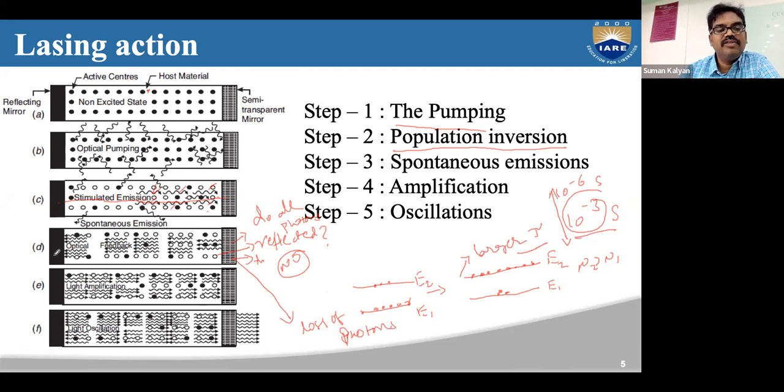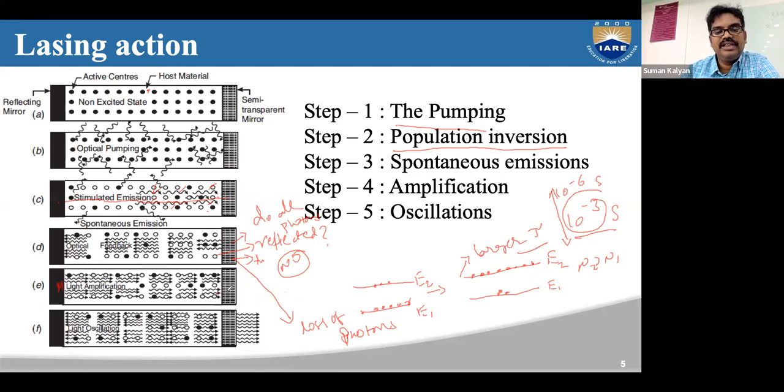But there won't be any loss at this mirror because this is a 100% reflecting mirror. Of course there is a loss of photons here, but there will be a gain at this end. There will be loss here, and gain here because of the reflection, because the completely reflected photons will be stimulating the other atoms.